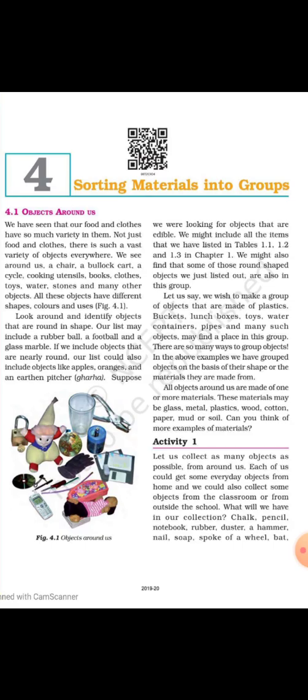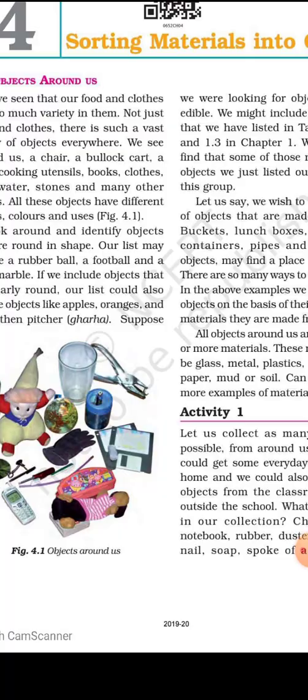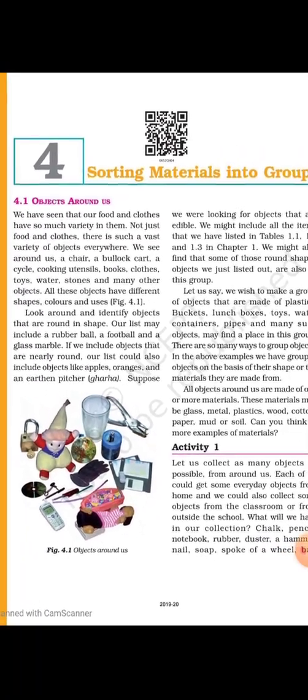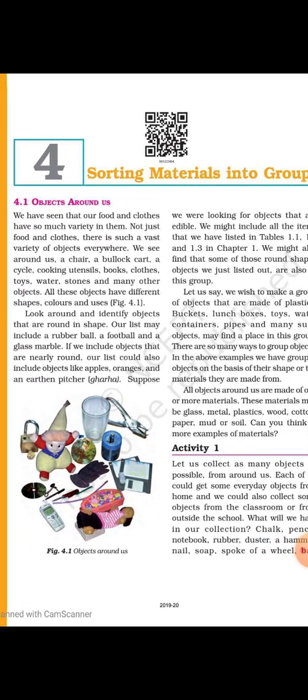See the first one, objects around us. See this picture, many objects are given here. They have different shapes. Some of them are round, some are oval, so different shapes are present. For example, a rubber ball, football, glass marble, and round apples and oranges are given in this picture.